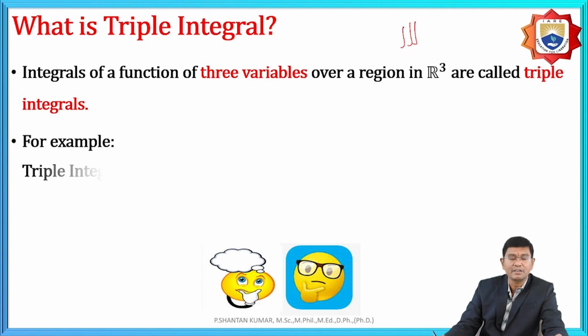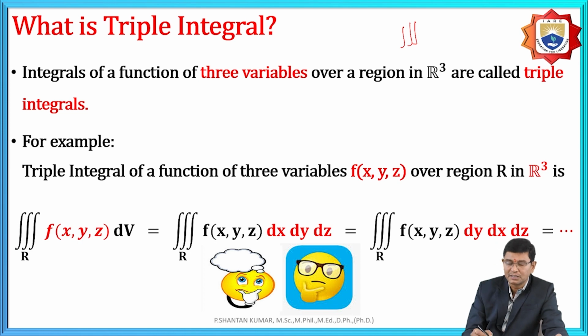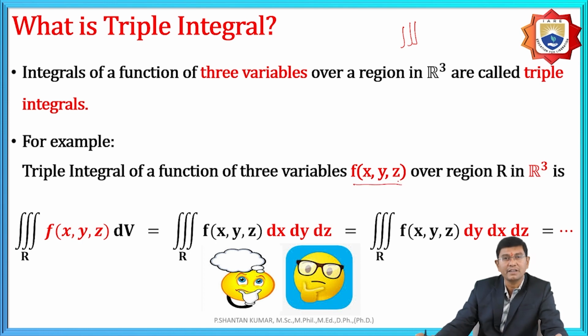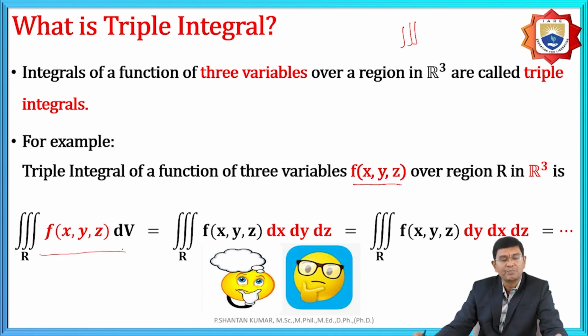For example, the triple integral of a function of three variables, that is, the given function involving x, y, z over the region R in R cube, is the triple integral of f of x, y, z dV, which is equal to the triple integral of f of x, y, z dx dy dz, and similarly the triple integral of f of x, y, z dy dx dz, and also the triple integral of f of x, y, z dz dx dy.